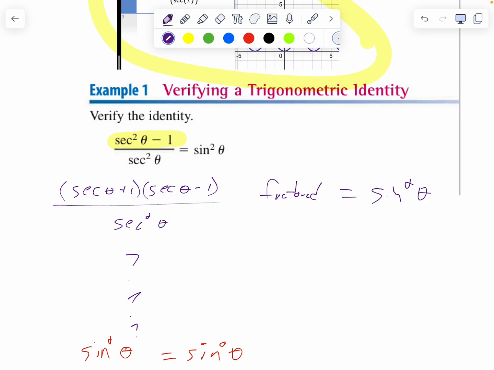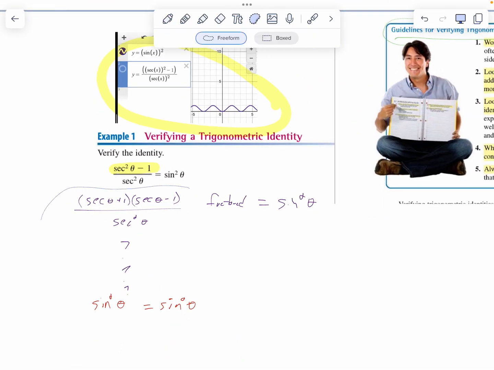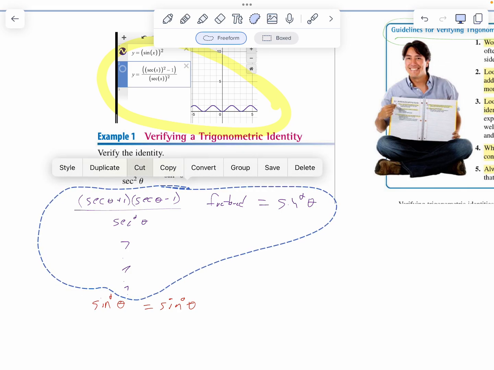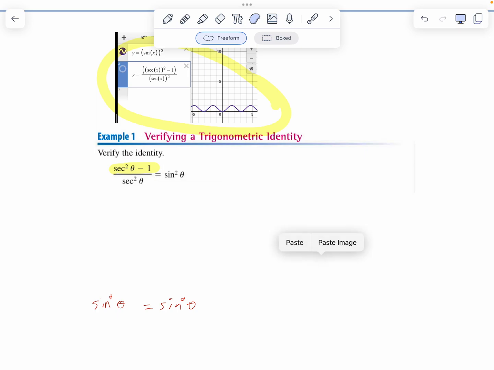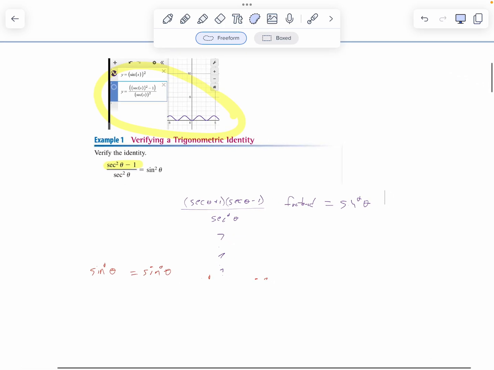I tried something, and I'm stuck. I don't know what I should do. I tried factoring that and I'm stuck. I don't know what to do. So, congratulations. You've experienced your first attempt of trying something and it not working.